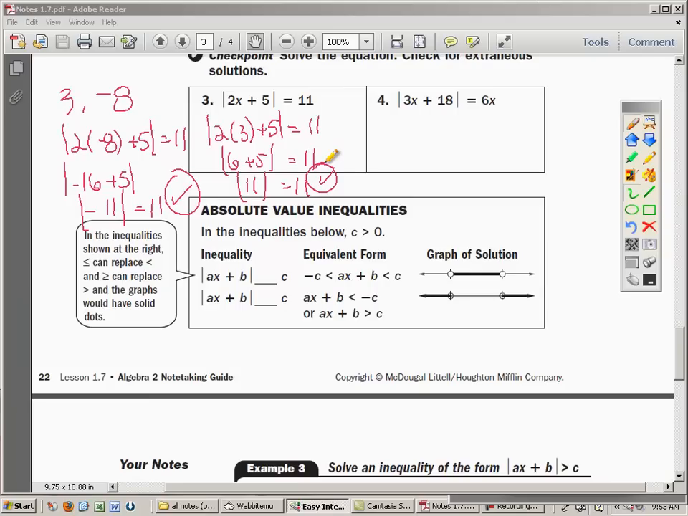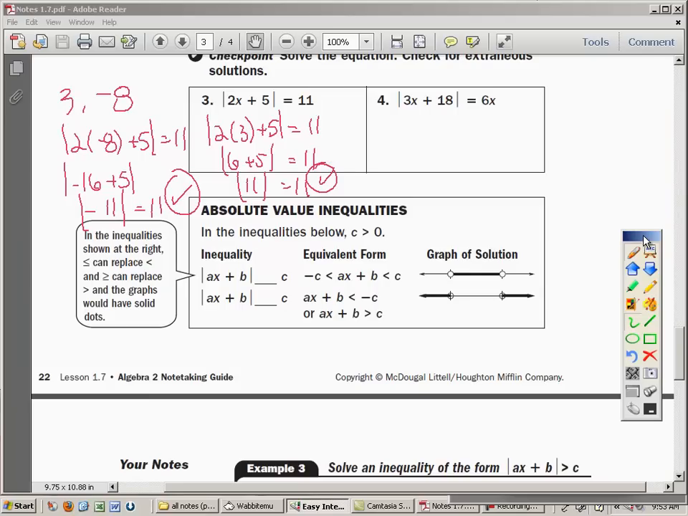All right, what about the next one? Again, we've got 3x plus 18 equals 6x. So either 3x plus 18 equals 6x, or 3x plus 18 equals negative 6x. Minus 3x from both sides to get all of our x's on one side. 3x equals 18. Divide both sides by 3 and x equals 6.